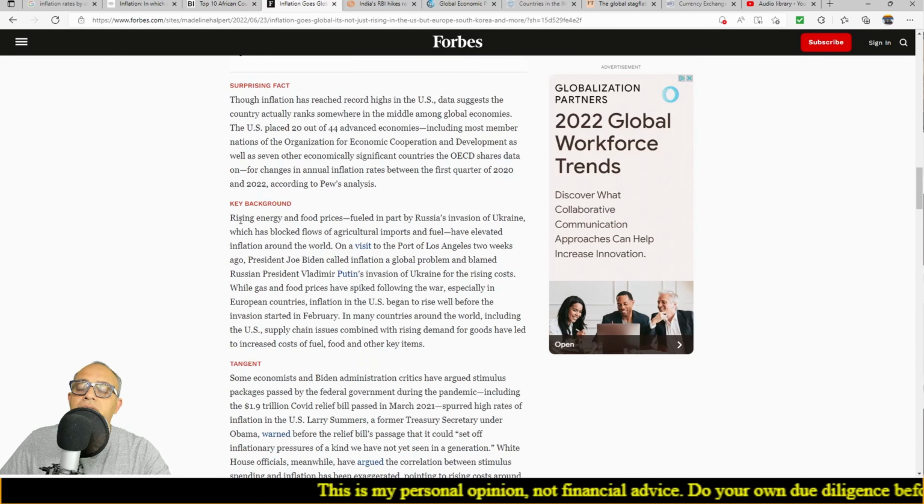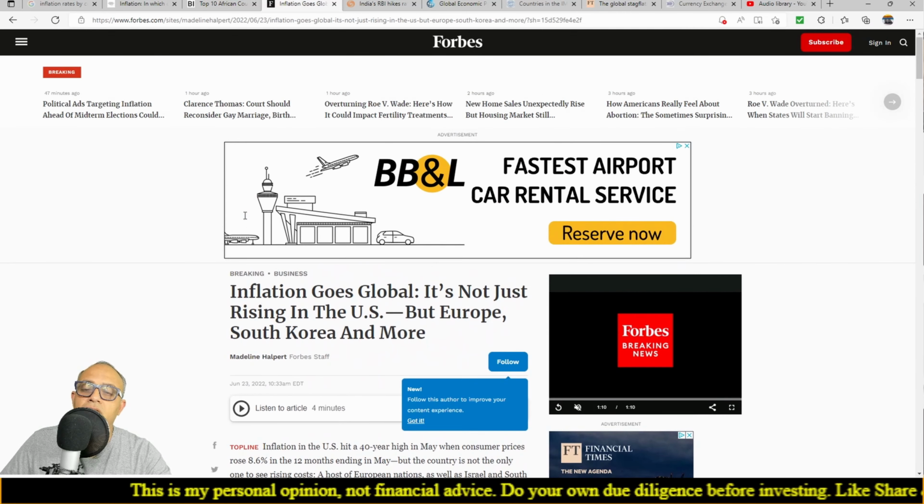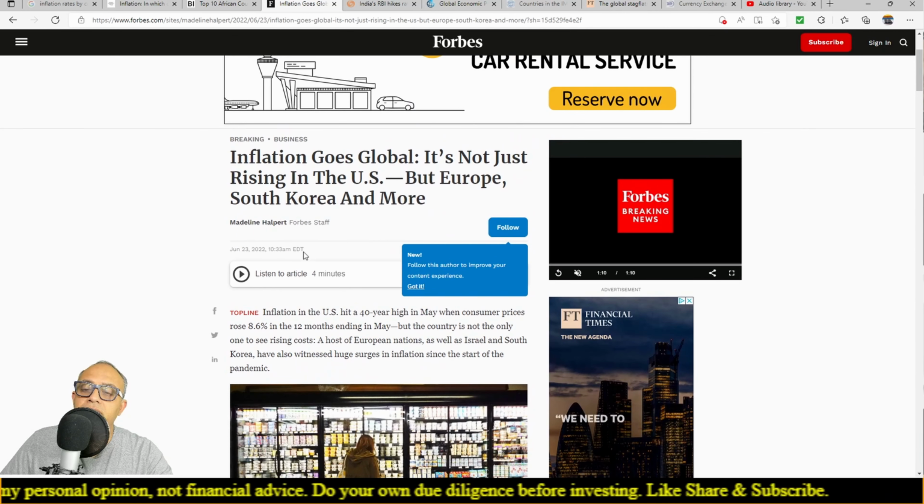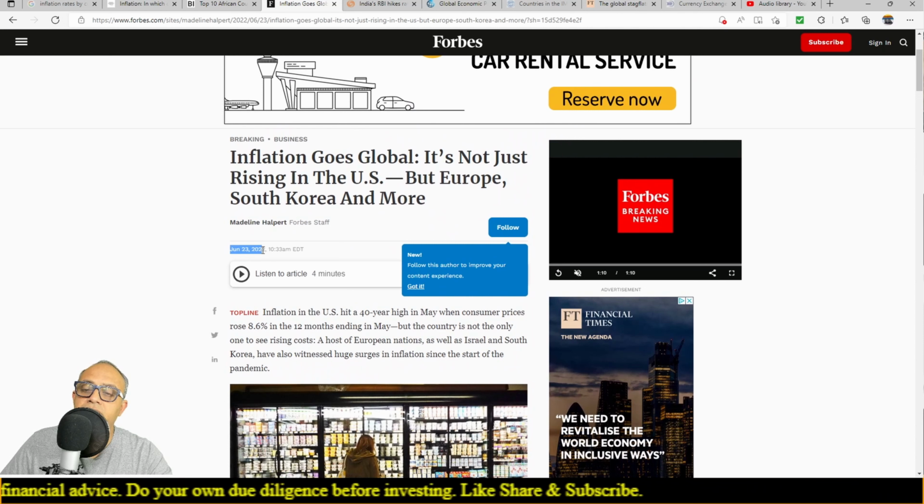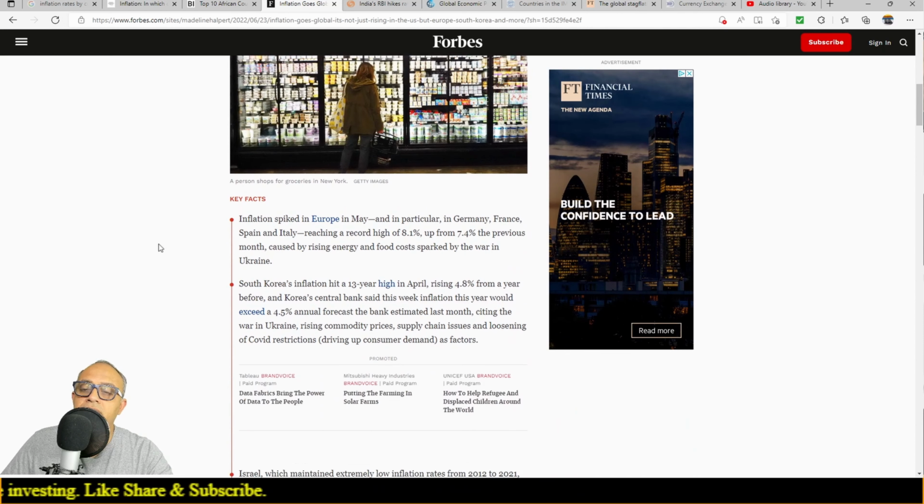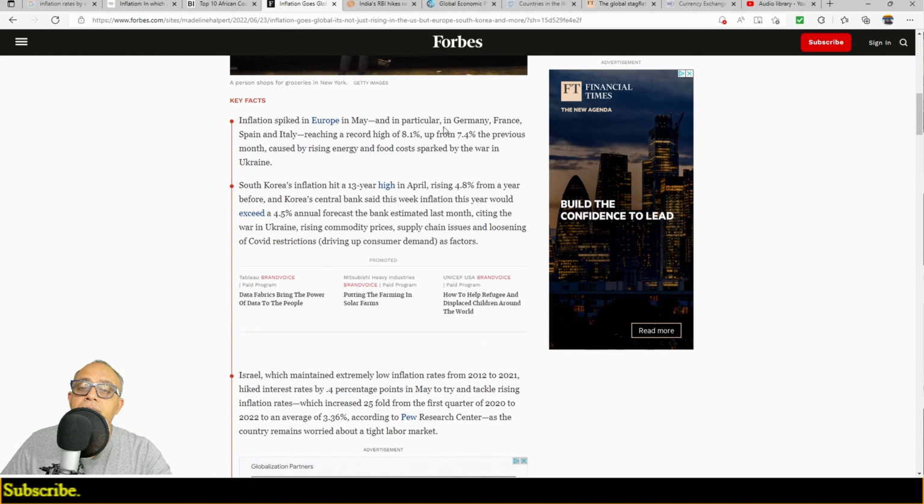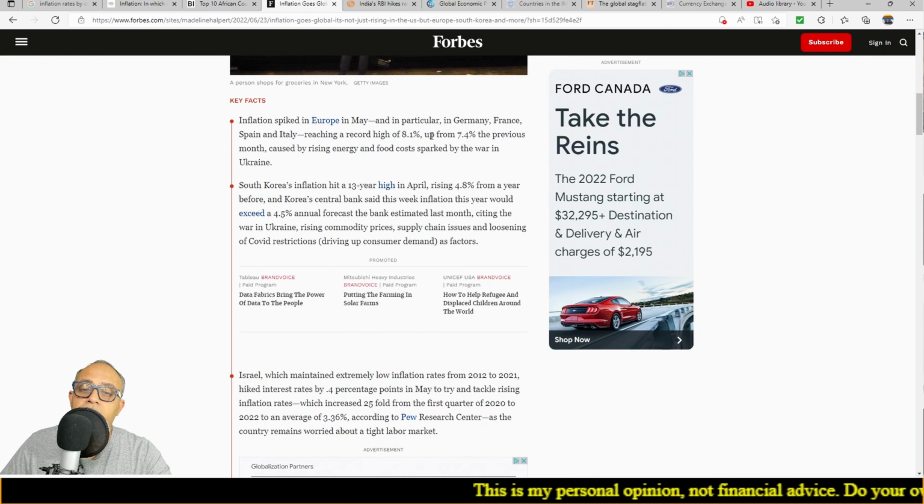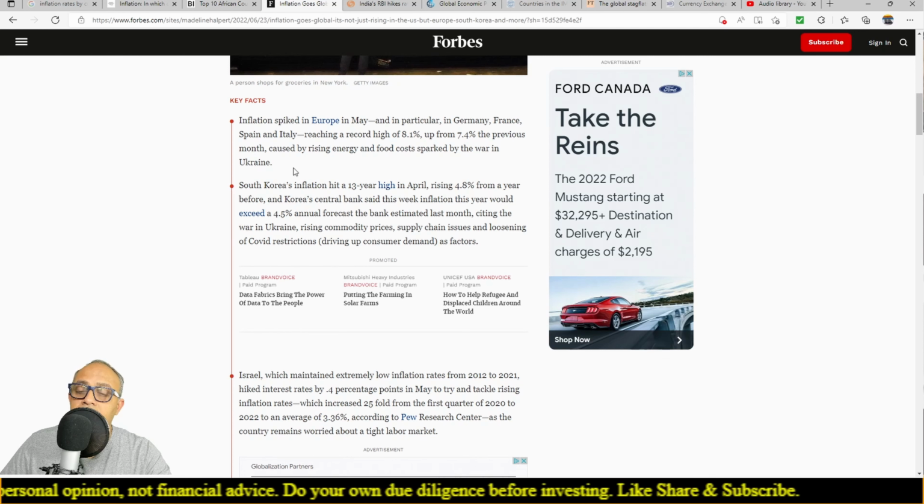There's another article which says inflation goes global. And again, this is an article which has come on January 23rd, 2022, which was yesterday. And it's talking about inflation in Europe. And it says in Germany, France, Spain, and Italy, the inflation has reached a record high of 8.1% from 7.4% in the previous month, caused by rising energy and food costs sparked by the war in Ukraine.